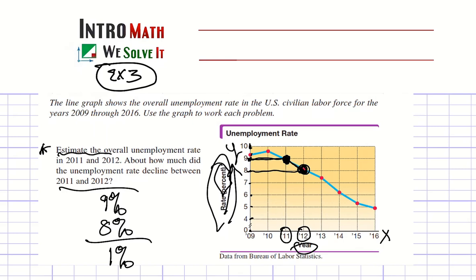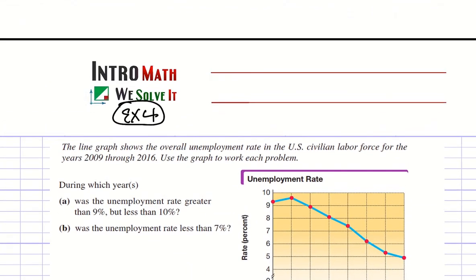Okay. All right. So that's all they need, man. They say about how much did the unemployment rate decline? So it declined, because you see it's going down. It declined about 1%, because it went down. It went from here down to here. So it declined about 1%. That's it. Don't read too much into the problem. Just look at the graph and estimate stuff from the graph. Okay. So let's move on to the next one. We're done with that one.